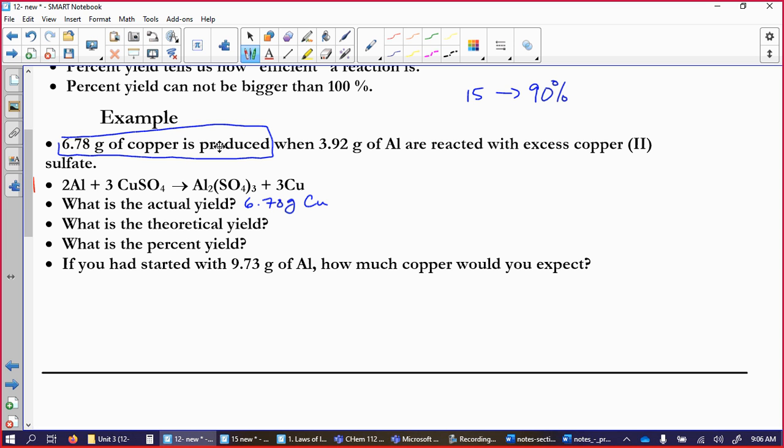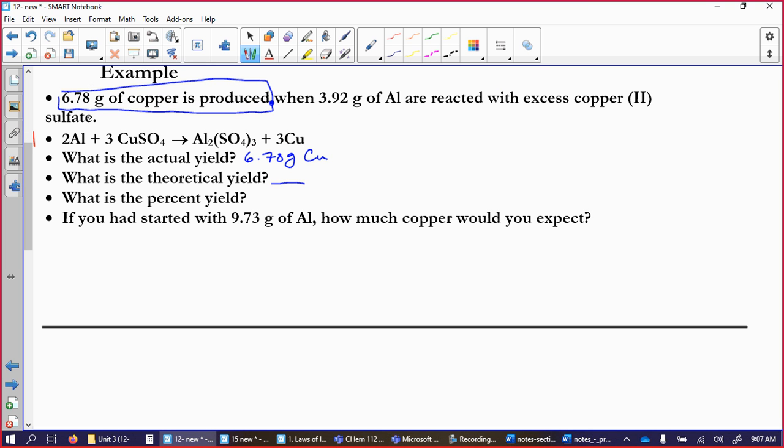And most people's issues with a yield calculation is the fact that you're given 2 numbers and you get this confused into, okay, I need to do something with it. This is produced when 3.92 grams of aluminum are reacted with excess copper sulfate. How much would you expect? This we have to calculate, and that's what this is for. And then we'll talk about the percent.